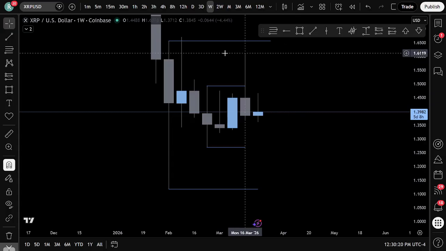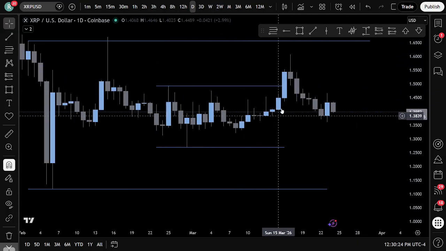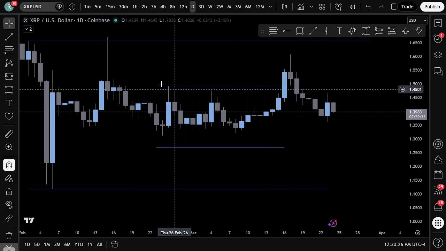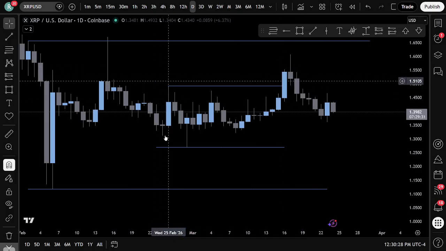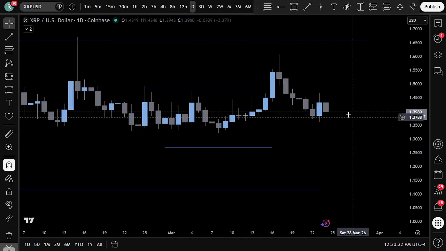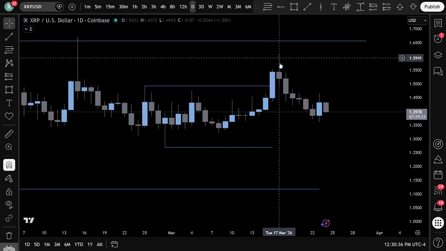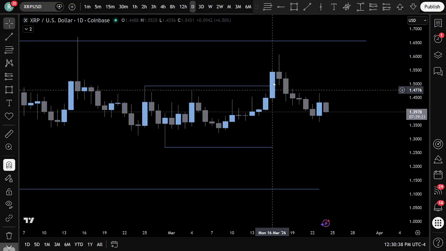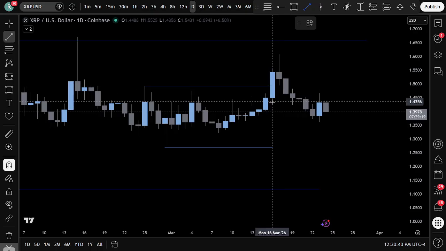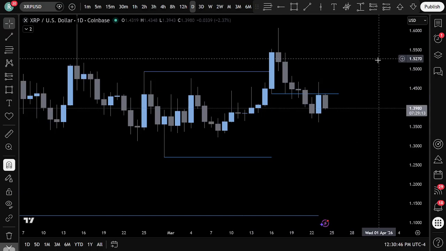If I zoom into the daily time frame, we have a daily candle, we close above, we take out this high. It's not always a close above, but in this instance, it is a close above. And what happens? We reject the high, close back inside. So now this candle, once we close below it, that is a shift in order flow for me. And what does that tell me?